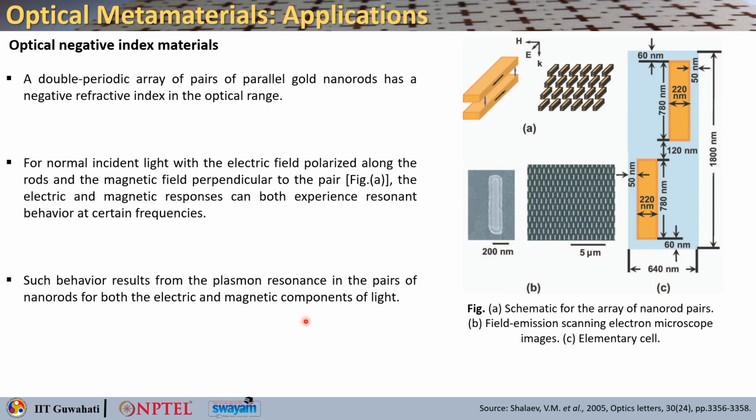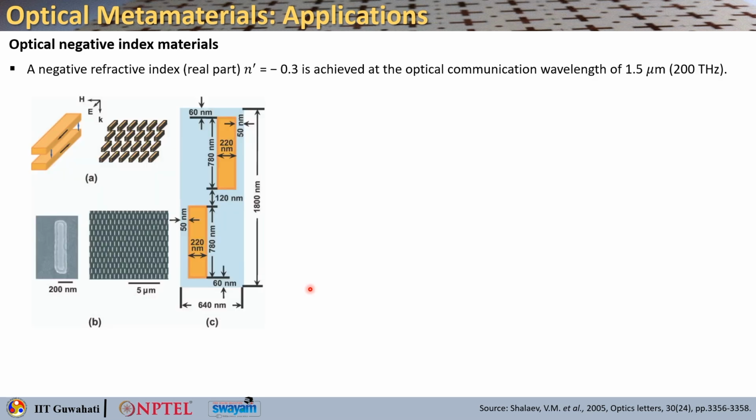When we talk about plasmon resonance, we are basically referring to surface plasmon resonance, which is a phenomenon that occurs where electrons in a thin metal sheet become excited by light that is directed to the sheet at a particular angle of incidence and then travel parallel to the sheet. So, when the experiments were done, they could see that a negative refractive index, basically the real part n prime, was found to be minus 0.3, and this was achieved at the optical communication wavelength of 1.5 micron, right.